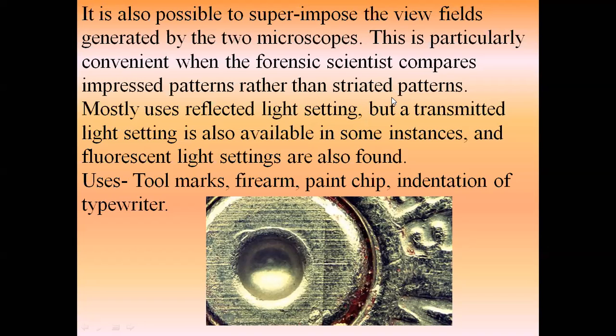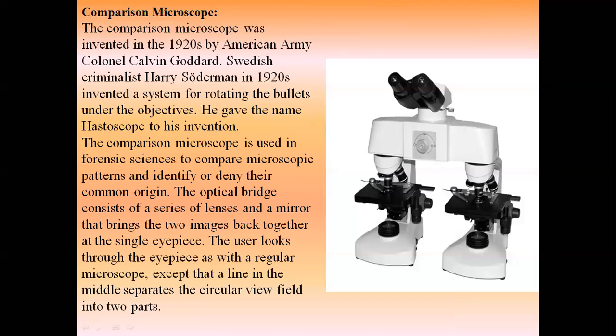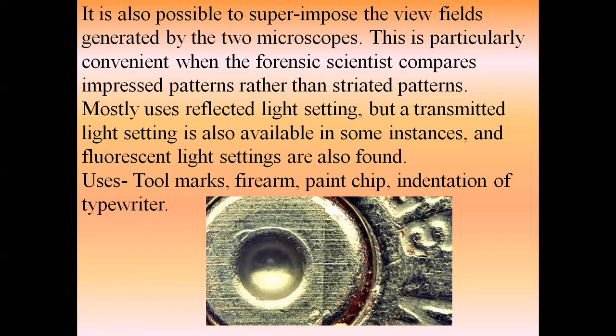This is particularly convenient when the forensic scientist compares impressed patterns rather than striated patterns. Okay. So when you have to compare scratch marks or striated patterns, we can use the normal comparison microscope. But if we have to compare, say, the firing pin, this is the base of your cartridge. If this is your firing pin, and you want to compare whether the impression or depression that is formed is from the same firearm that has been recovered from the crime scene or from the suspect.